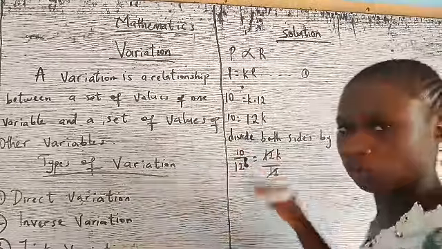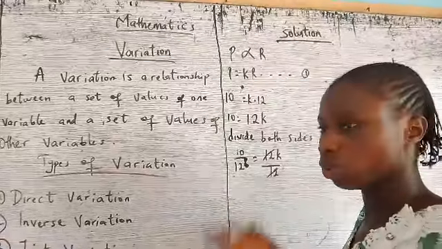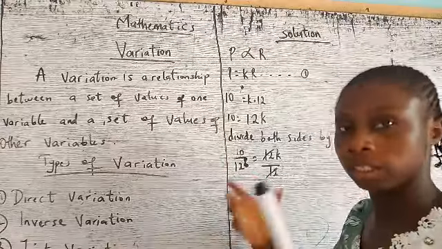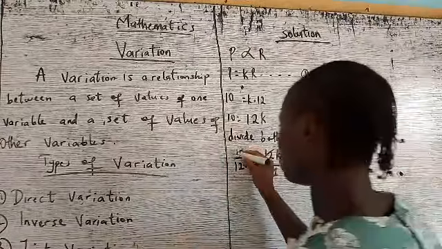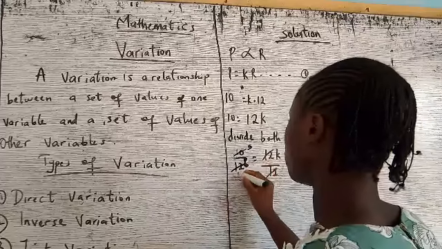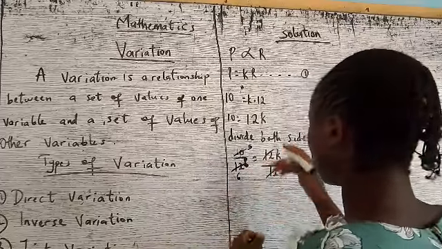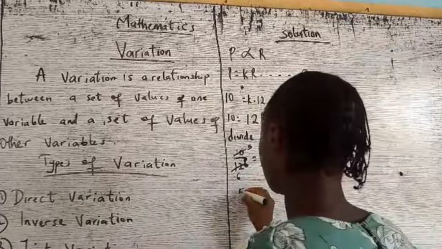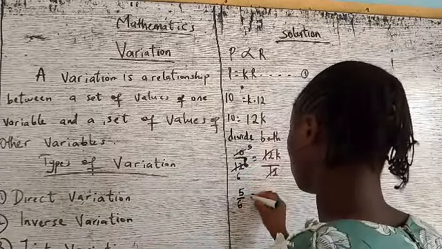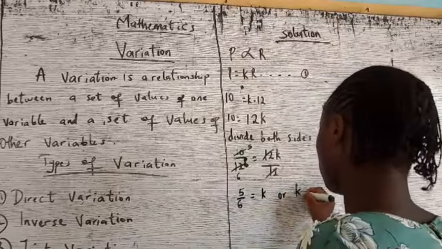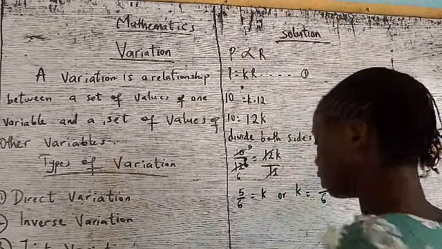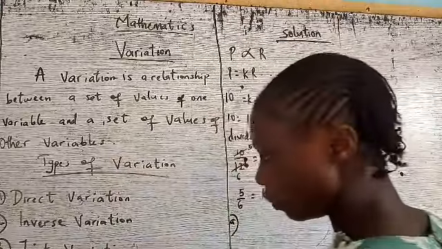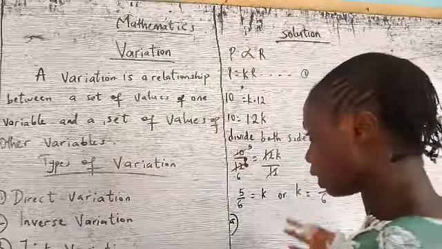Now look at this, we have a common factor between them, which is what? 2. 2 can divide 10 without remainder. 2 can divide 12 without remainder. So 2 in 10 is what? 5. 2 in 12 is what? 6. So we have 5 over 6. Then k equals 5 over 6. That's our k.